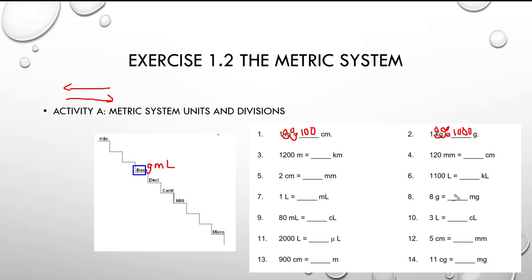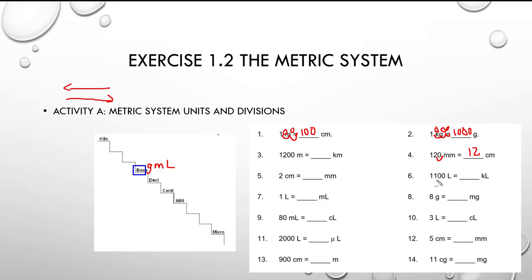So you can keep doing this. Let's do number 4 together. So 120 millimeters to centimeters. Milli is down here, centi is here. So I'm going to move up this time, 1 spot. So here's my decimal point. Since I'm moving up, I'm going to move the decimal point 1 spot to the left. So now, since I'm moving it 1 spot to the left, we have 12 centimeters equals 120 millimeters.